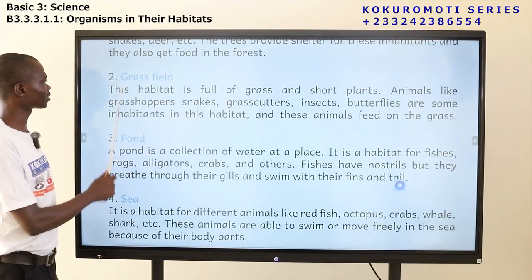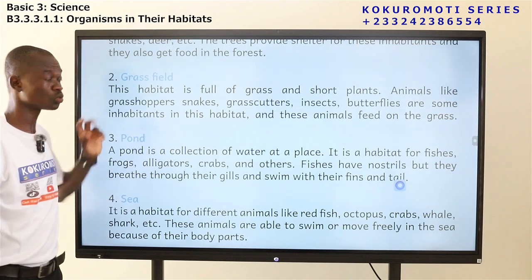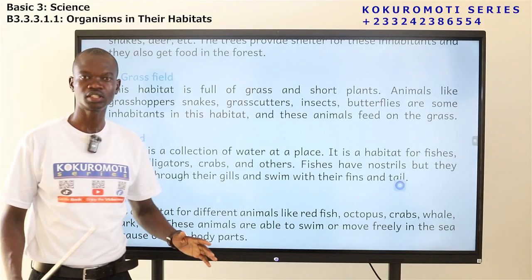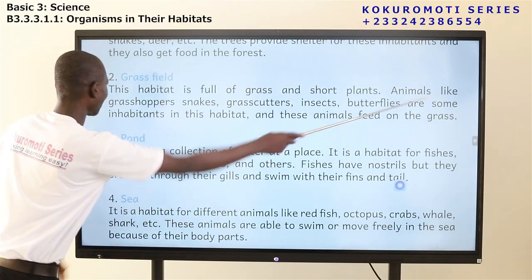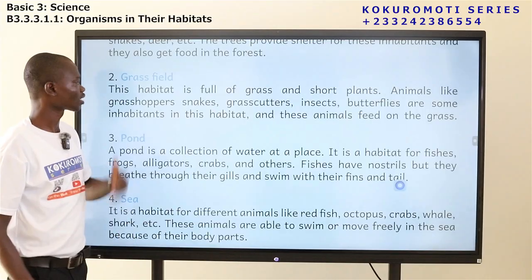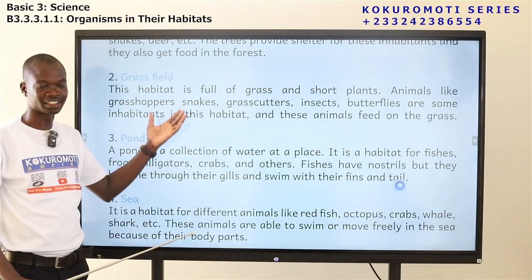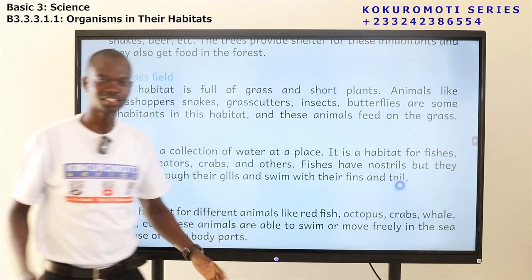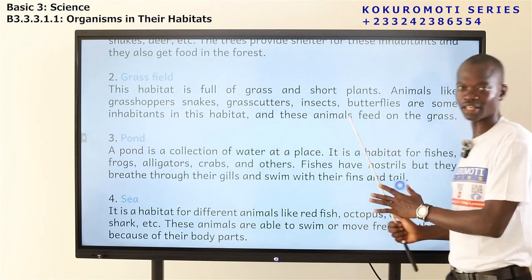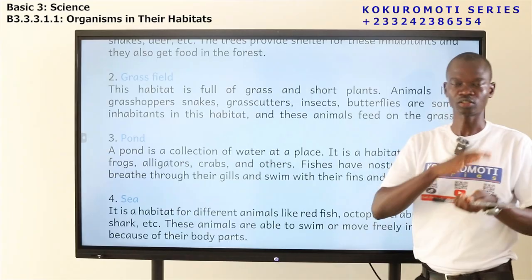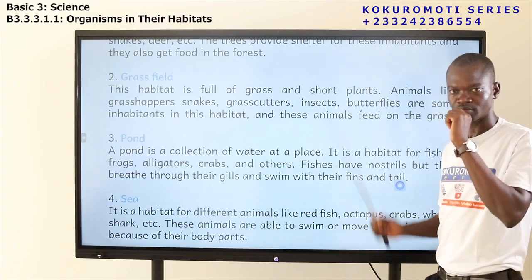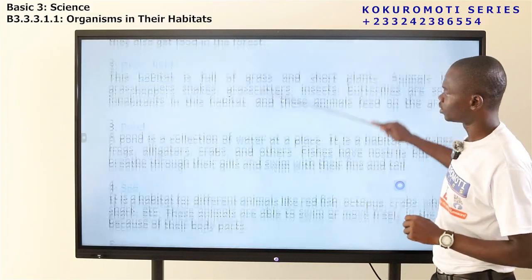Very good. The next habitat is grass field. So if you are asked to give examples of habitats, one is what? Grass field. And what animals can be found over there? Now we have these animals like grasshoppers, snakes, grass cutters, insects, butterflies, and some other inhabitants can be found at the grass field. If you go to places where we have a lot of grass, you see snakes, you see grasshoppers, you see grass cutters, insects, butterflies. They all live there because they get food over there. That place too is good, it's convenient for them to live over there. So you should know that grass field is one of the habitats, and these are the animals that can be found there.